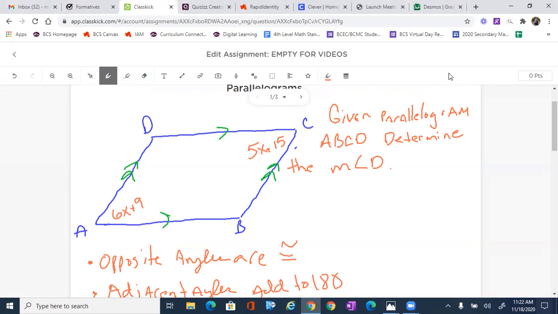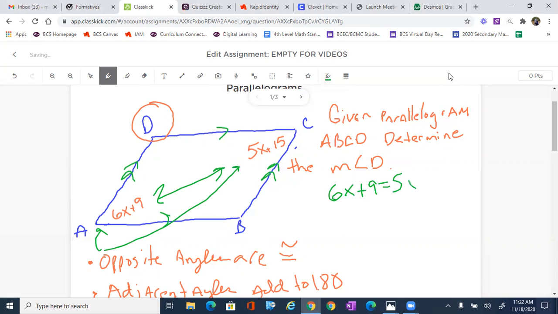So given the parallelogram ABCD, determine the measure of angle D. So we are going to be looking for the measure of angle D. The only information that we are given, though, is A and C, and these are opposite angles because they're across the parallelogram. So let's set them equal to each other. So I'm going to say 6x plus 9 equals 5x plus 15, and we're simply going to solve.